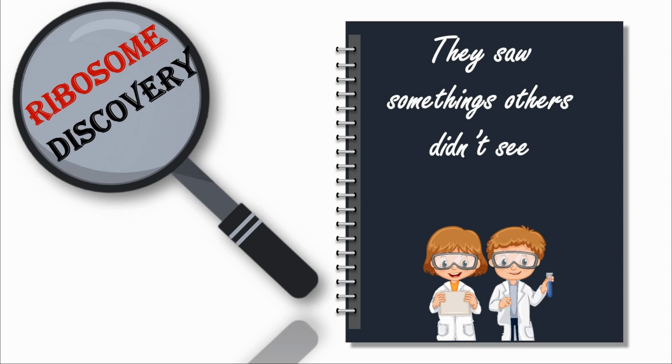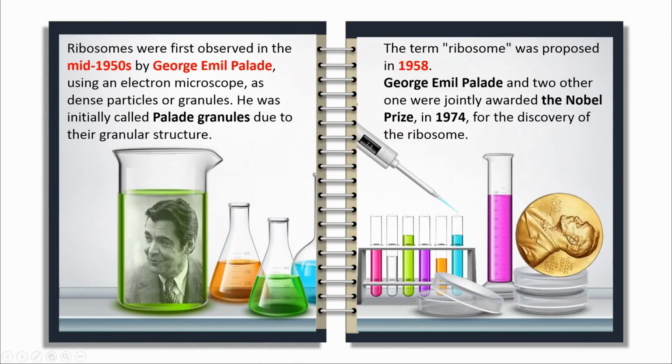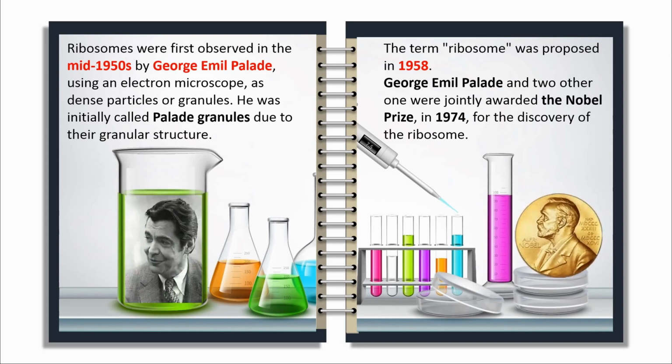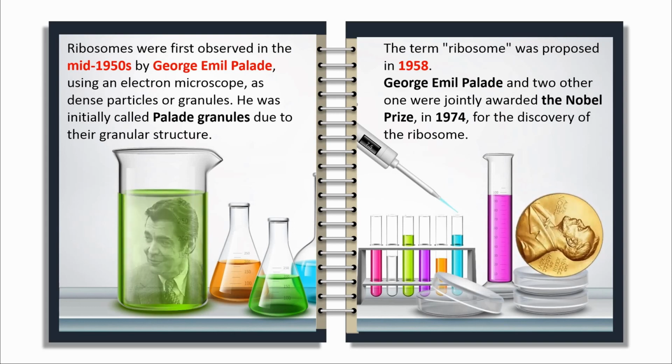Ribosome discovery. They saw something others didn't see. Ribosomes were first observed in the mid-1950s by George Emil Palade using an electron microscope as dense particles or granules. He initially called them Palade granules due to their granular structure. The term ribosome was proposed in 1958. George Emil Palade and two others were jointly awarded the Nobel Prize in 1974 for the discovery of the ribosome.